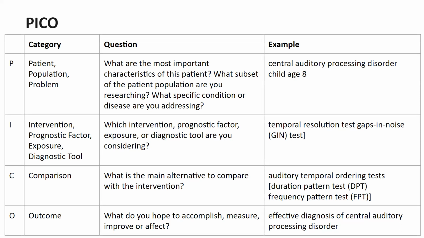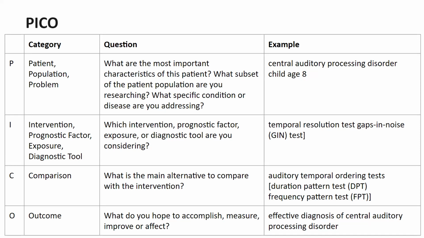C stands for comparison, and it's what you would like to compare your intervention to. In our case, we're comparing the gap in noise test to the duration pattern test and the frequency pattern test. So the gap in noise test would be our intervention, and the duration pattern test and frequency pattern test would be our comparisons. Sometimes you may not have any comparisons, and you would just leave the space blank if you're not comparing your intervention to anything.